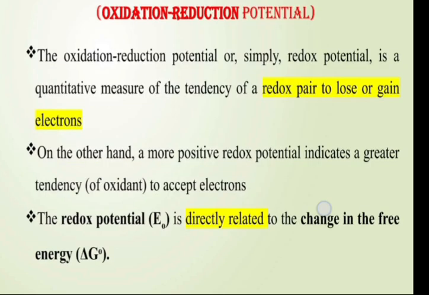Then we see about redox potential. Redox potential is also known as oxidation reduction potential. The oxidation reduction potential, or simply redox potential, is a quantitative measure of the tendency of a redox pair to lose or gain electrons. A more positive redox potential indicates a greater tendency to accept electrons. The redox potential is directly related to the change in the free energy.